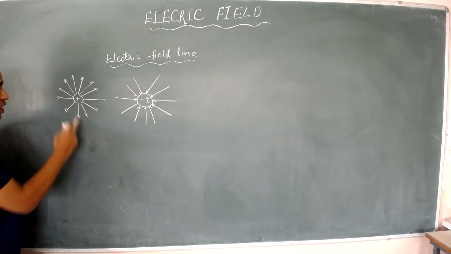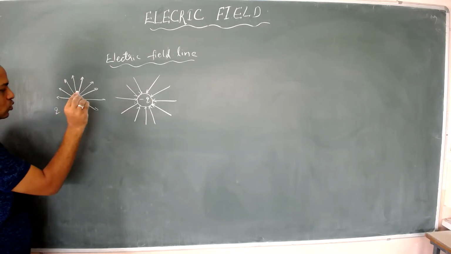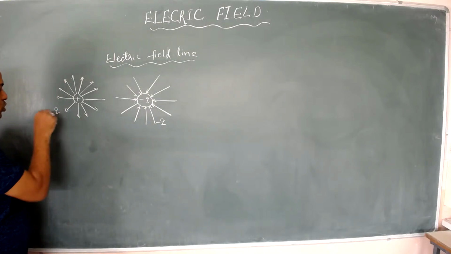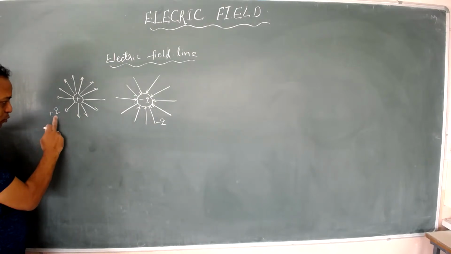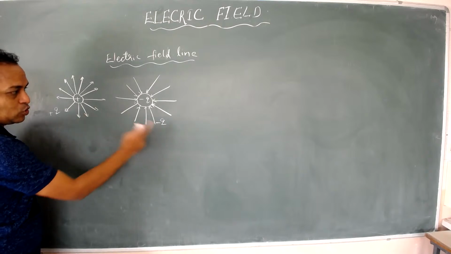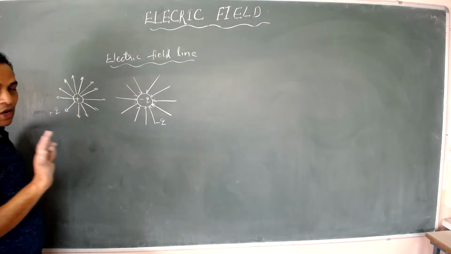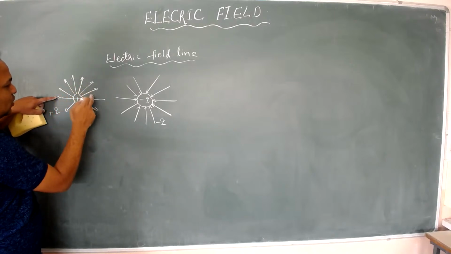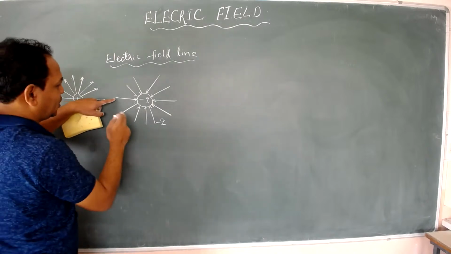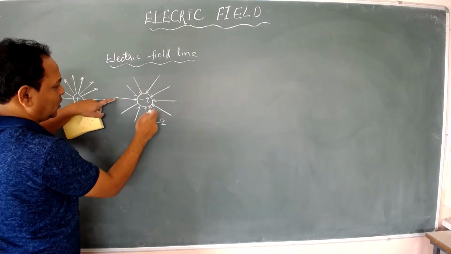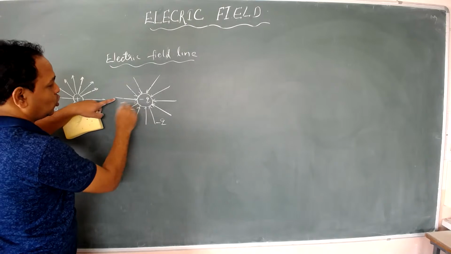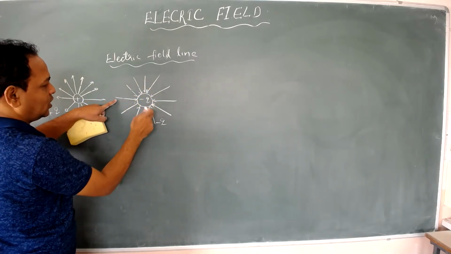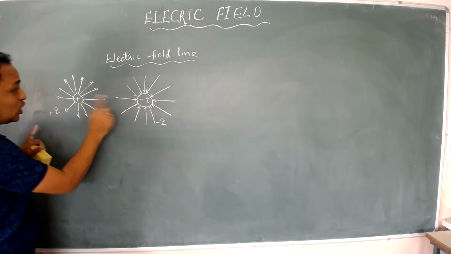Suppose I am taking, say this is charge Q and say this is also charge Q. This is minus Q, this is positive Q. Keep in mind, if both the charges are equal in magnitude, that means the number of lines should also be equal. For example, let us see here 1, 2, 3, 4, 5, 6, 7, 8, 9, 10, 11, 12. For this, 1, 2, 3, 4, 5, 6, 7, 8, 9, 10, 11, and one more we have to draw, that is 12. Again 1 to 12. So there are 12 lines.